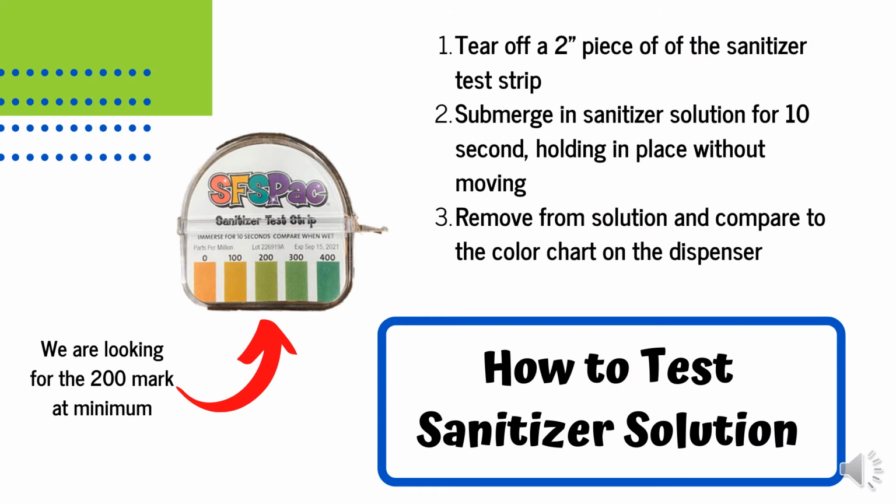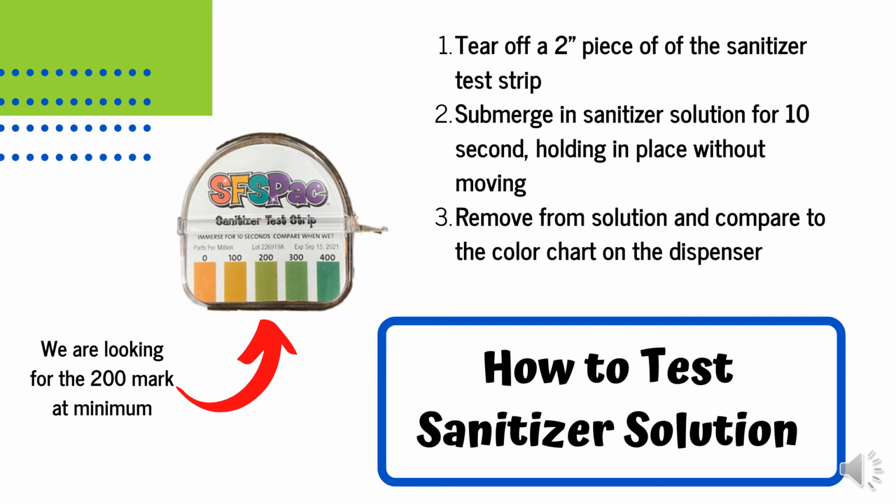It's important that we test our solution so we know that it's killing the bacteria like we need it to. In order to do that, we have these little sanitizer test strips. They're just like little tape dispensers. You're going to rip off about a 2-inch piece of tape, and they're kind of just like thick paper. You're going to take that strip and submerge it into your sanitizer solution for 10 seconds.